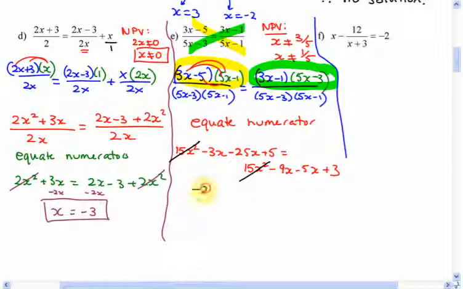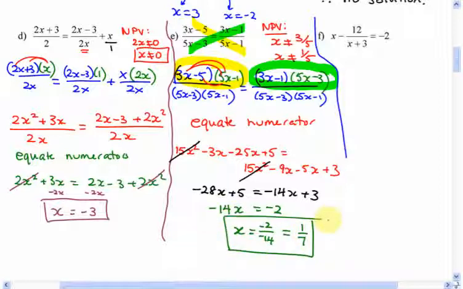Okay, so negative 28x plus 5 on the left side, negative 14x plus 3 on the right side. You decide how you want to solve. This is nice and straightforward because you have no x squared term. So I'll say negative 14 on the left. I'll move the 5 to the right. That's negative 2. Try to please write your final answer in simplified form. I got here 1/7. Do you agree with me or disagree with me? Agree. I like it when you agree. Okay.